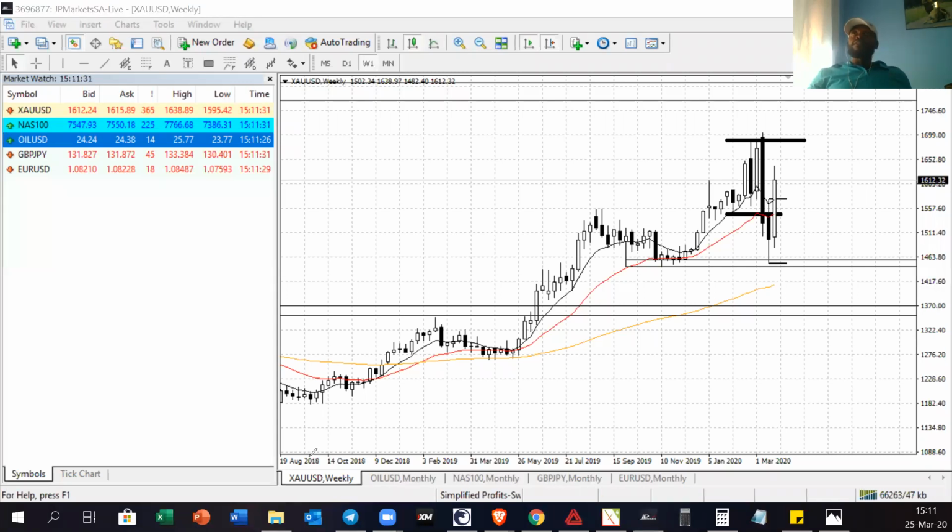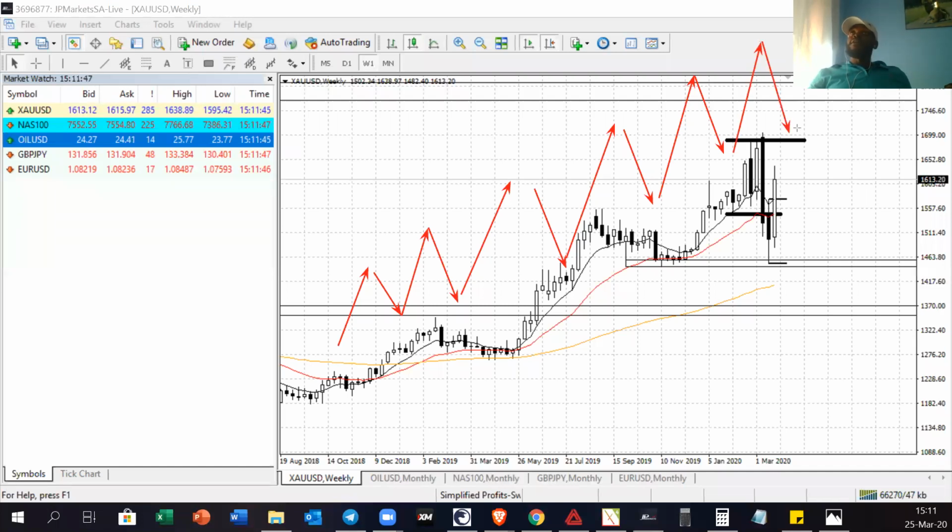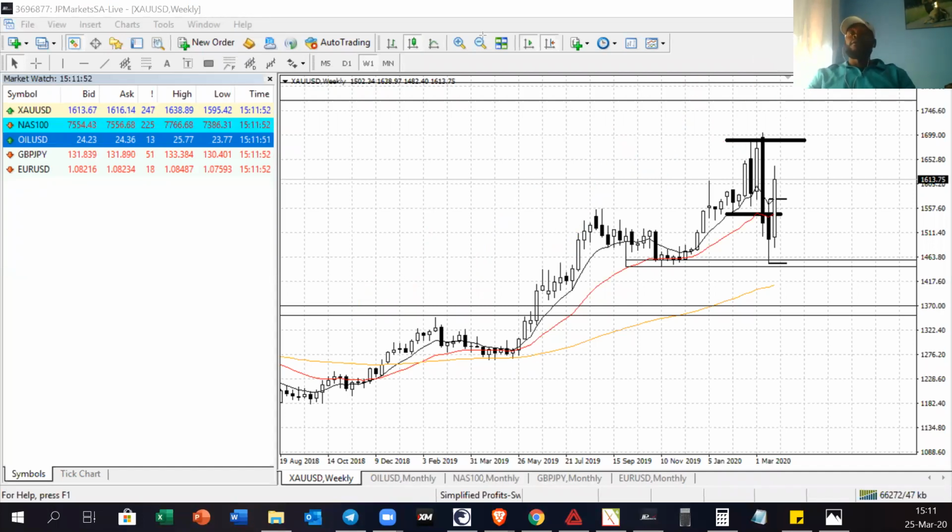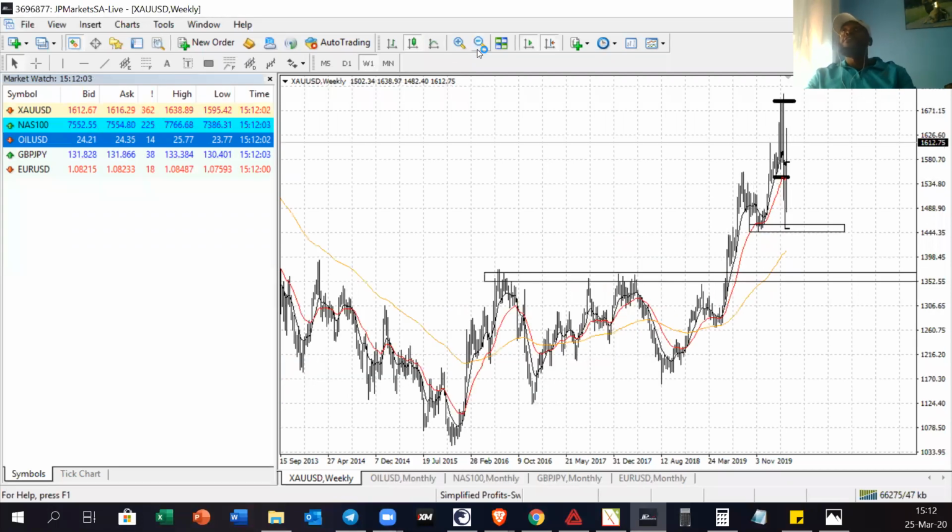So what that means is we're just looking for something like this: higher high, higher low, higher high, higher low. Buy the higher low, pick it up. Buy the higher low, pick it up. Right. So this is what's happening right now. Just breaking this down. Simple, simple, simple.